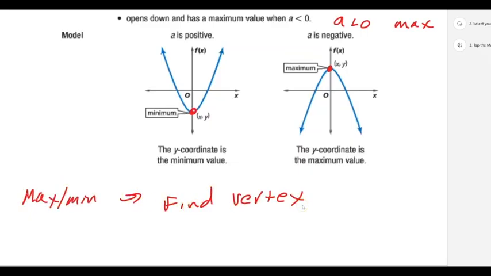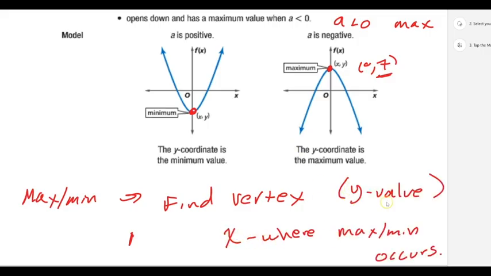When I say that, let's say this point right here, just to give an example, let's say that point is 0, 7. What's the max? It's actually not 0. A lot of people think it's the x value. It's the y value. The max or the min is the y value. X value is where it happens. If you want to find the max or min, just find the vertex. The y value is actually what we're looking for because that's how high and how low it is. So that's your max or min. And then the x value is where it occurs.